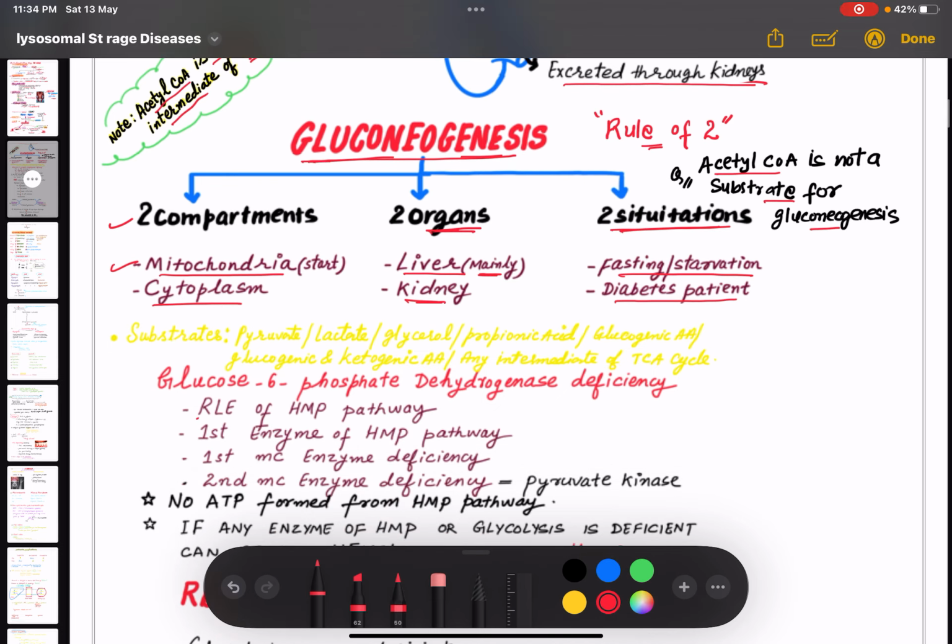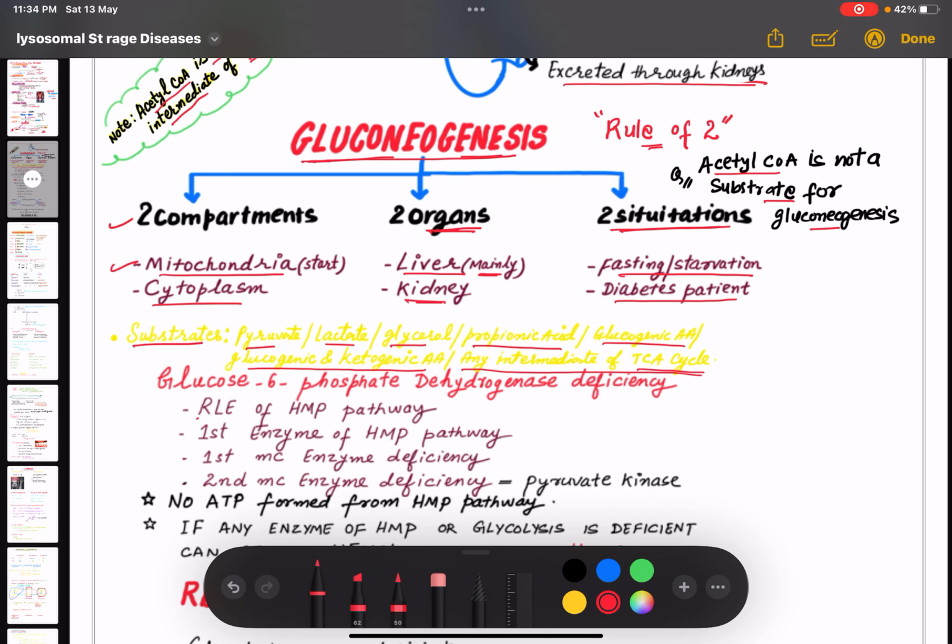Now let's see what are the substrates of gluconeogenesis. Actually, what is gluconeogenesis? It is the formation of glucose from non-carbohydrate sources. What are the non-carbohydrate sources? You can see pyruvate, lactate, glycerol, propionic acid, glucogenic amino acids, glucogenic and ketogenic amino acids, and any intermediate of TCA cycle or any intermediate of Krebs cycle. TCA cycle is also known as Krebs cycle.